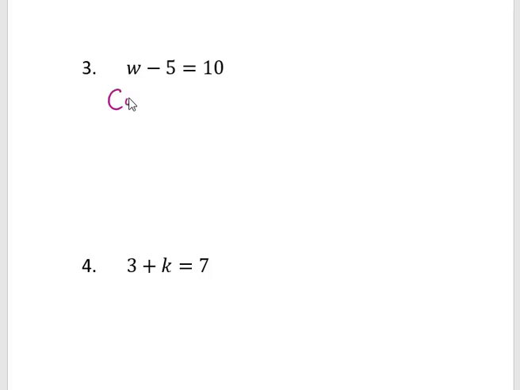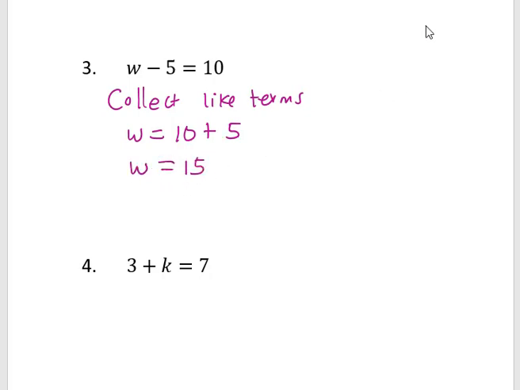Okay, same thing, we are collecting like terms as well. So collect like terms, same thing is just happening. Then we'll have w is equal to 10, because it's negative, crossing over becomes what? Plus 5, right? So w is equal to 10 plus 5 is 15, and we are done. Let's go for the next question.